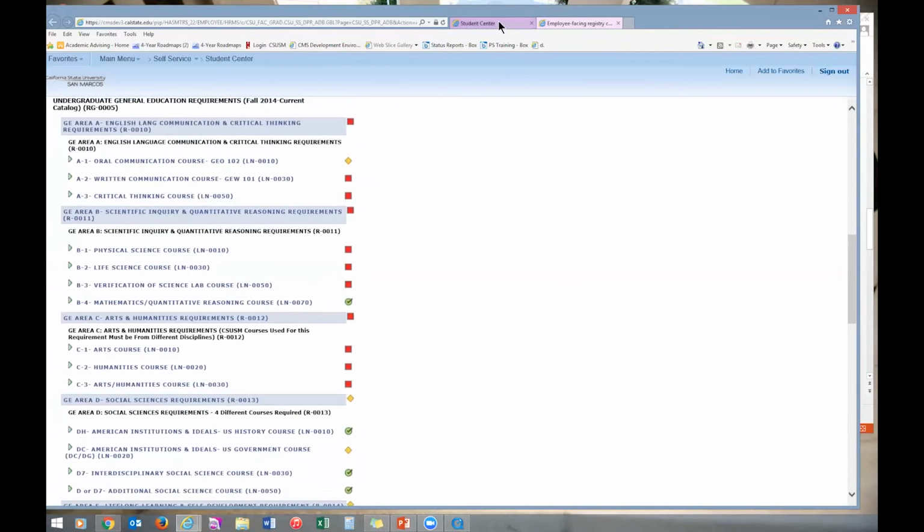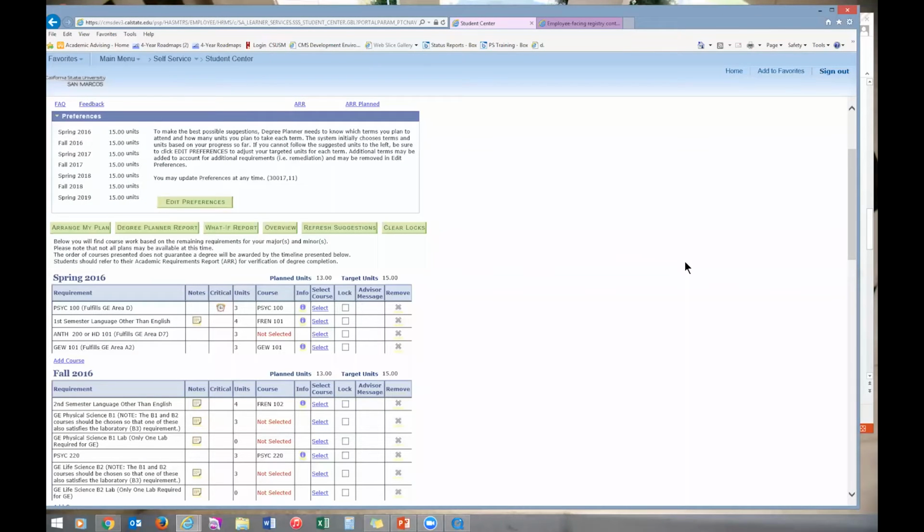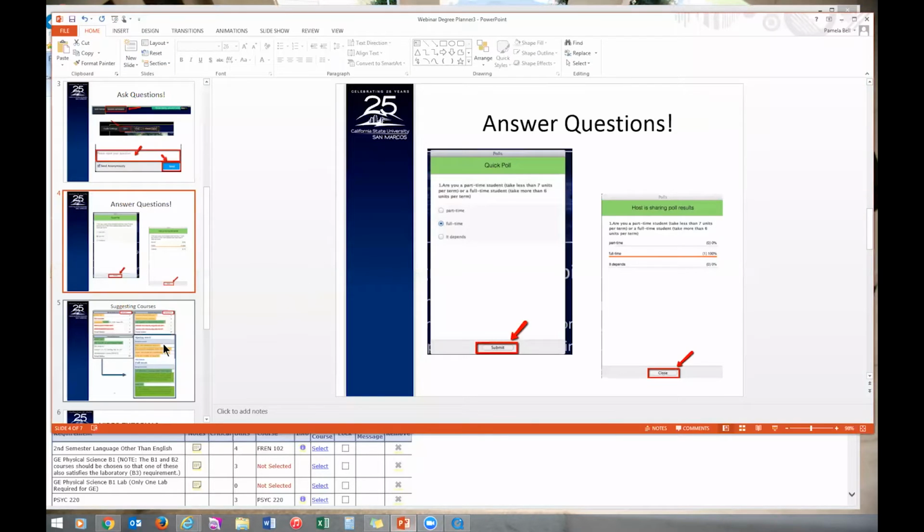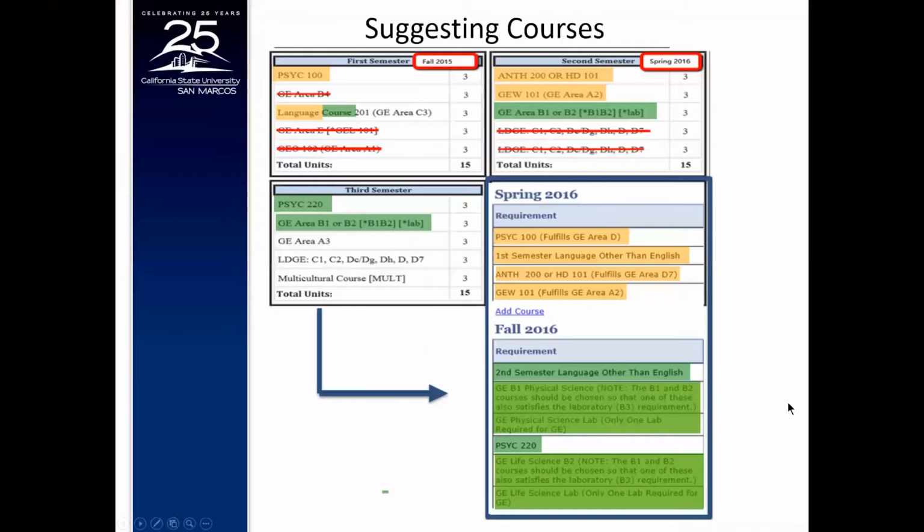All right, so let's go back to the degree planner. At the top of the page, you will see what's called Edit Preferences. This is a very important aspect of how the degree planner suggests courses for you. What it does, it will actually refer to a four-year degree roadmap. So I want to show you a little bit, how does that work? I'm going to go back to my PowerPoint real quick and show you a graphic that I put together that will hopefully explain this.